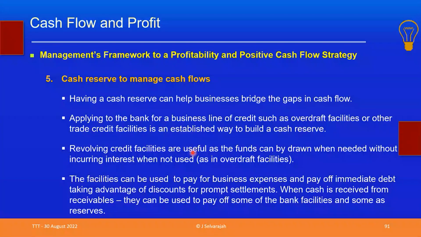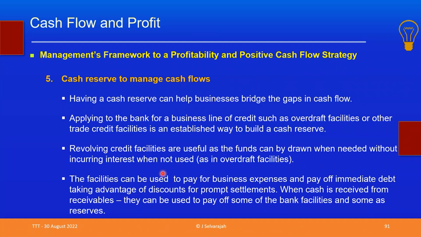Now, revolving credit facilities are even better, all right? They can be drawn when needed without incurring interest when not used. Overdraft will have a commitment fee, but revolving credit, when you draw down, you pay. You pay a slightly higher interest rate, but when you don't use it, you don't pay any interest. So there are all these things that you need to understand, how to make profitability in terms of interest and how to generate cash in the sense of using other people's money. That is the bank's money.